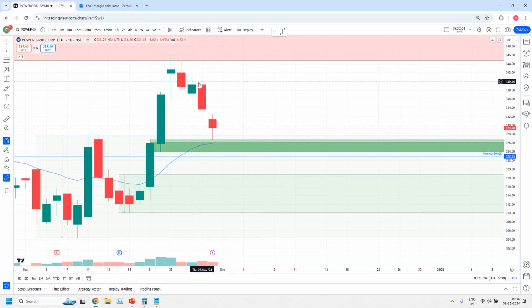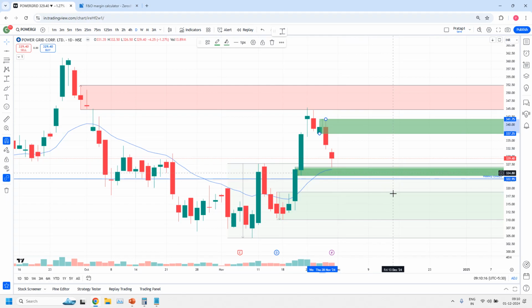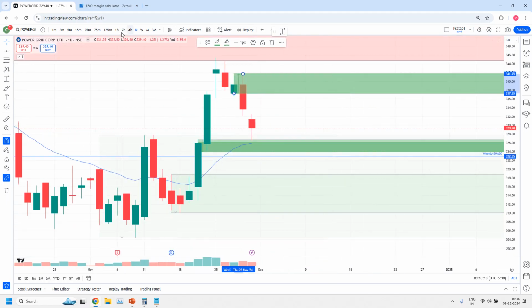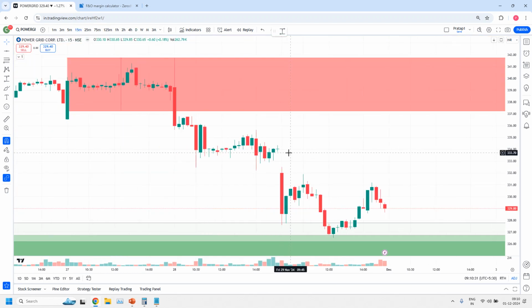Is there any 5 minutes zone here? Here you have drop, base, rally, that way you can consider. This could be, or maybe this will be violated and reach here and again it will come down. That is also possible. Go to the 15 minutes zone. This is the 5 minute supply zone. Drop, base, drop. Or another possibility, if you go to the 15 minutes time frame.